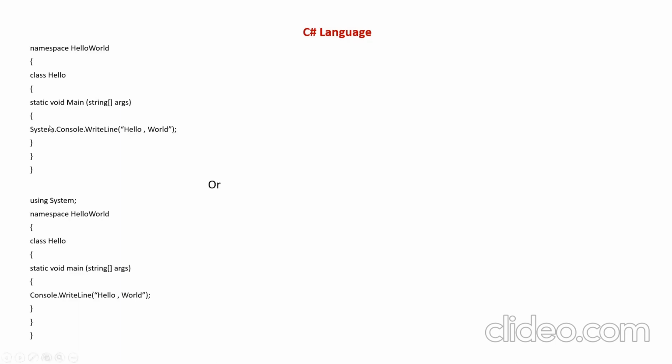The System namespace mention can be avoided if I use the using keyword. Otherwise, each time I need to mention System. If I mention the namespace first, I can directly go with the class as well as the method name within it. If I don't, each time I need to mention the namespace, then the class within it, then the method within the class. This is how I can perform a particular operation in C#.